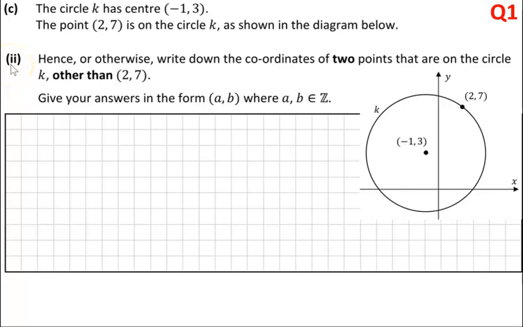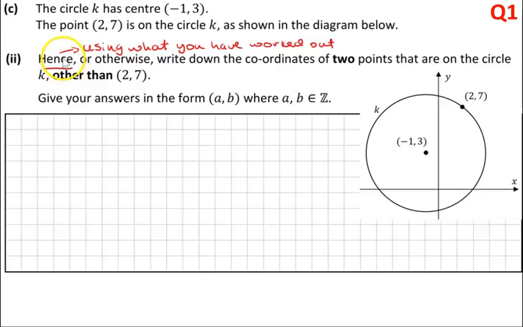Part 2. Hence or otherwise, write down the coordinates of 2 points that are on the circle K other than 2, 7, which is the one that was given in the diagram. Give your answers in the form A comma B, where A and B are elements of Z. So that capital Z stands for the integer set, which are positive and negative whole numbers, including 0. So A and B can be a positive number or a negative number or 0. It just can't be a fraction or a decimal.